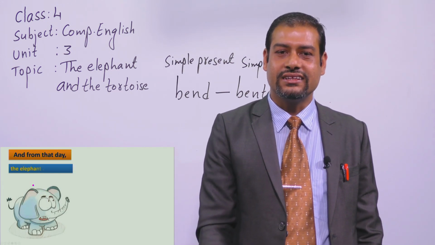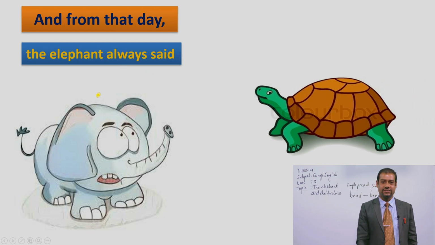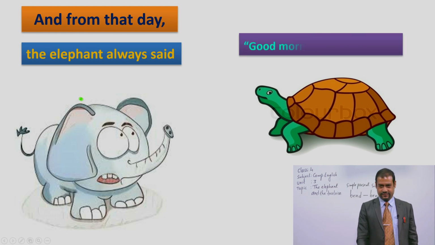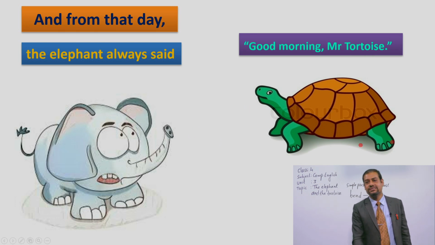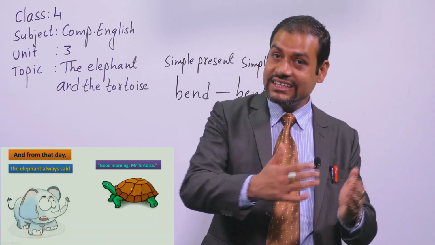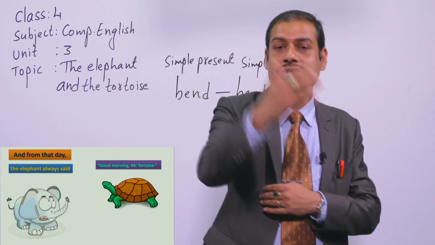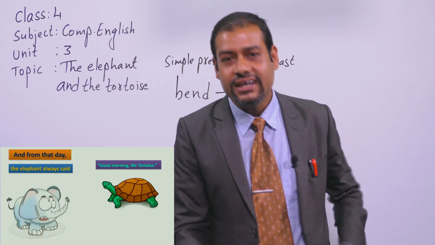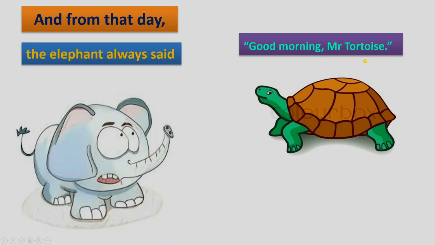From that day, the elephant always said to whom? Yes, to the tortoise. Again, please guess. What did the elephant say from that day? Well done. He said, "Good morning, Mr. Tortoise." Now, the elephant did not call this tortoise "short legs." From that day onwards, when the tortoise showed that he could jump over the elephant, the elephant started saying, "Good morning, Mr. Tortoise."